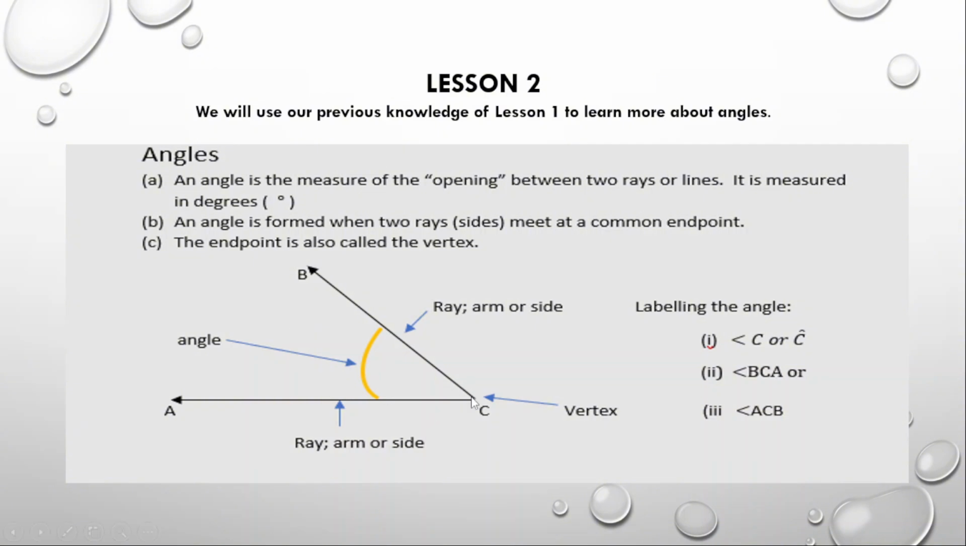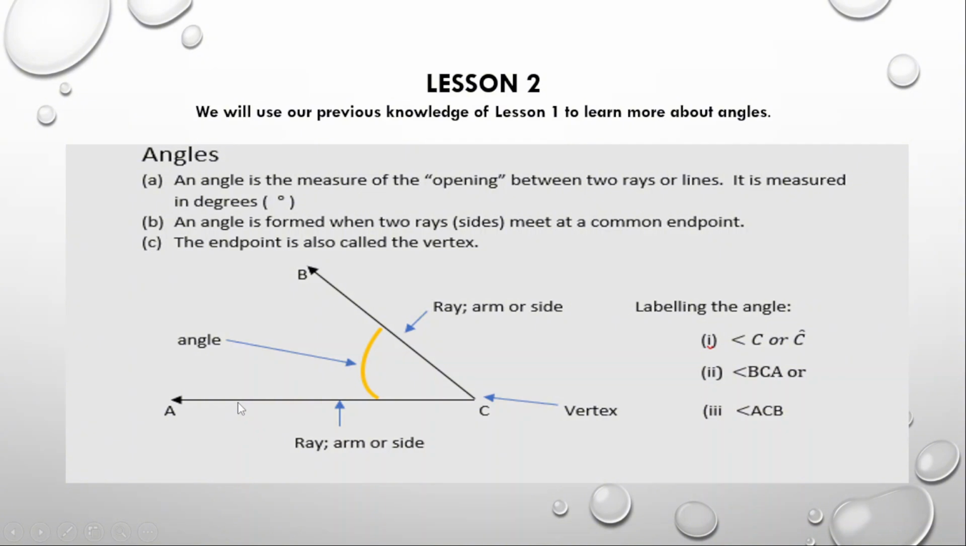So our ray is CB, but we can also call that the arm of an angle or the side of an angle. The same with CA. We can call that the arm, the side, or the ray of an angle.